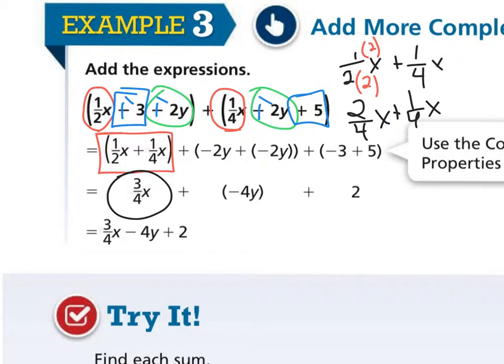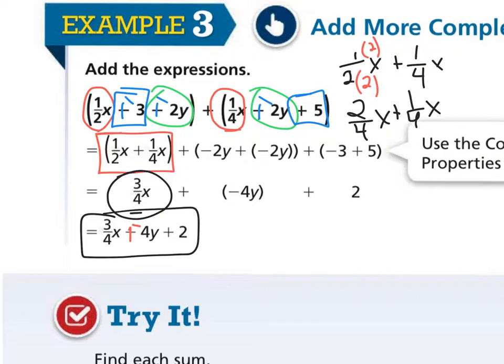And again, the book writes the answer like this. If you wanted to, instead of a -4y, you could have plus -4y would also work. One thing about the answer, if you have your answer in a different order, that's okay, as long as your signs are correct.